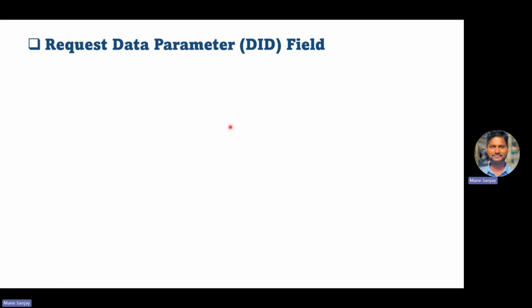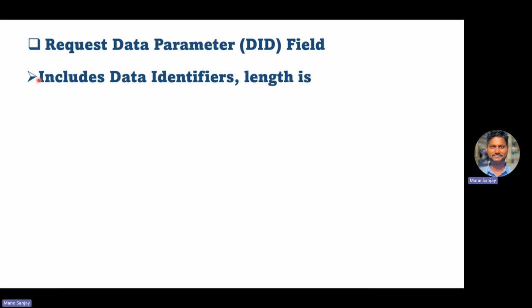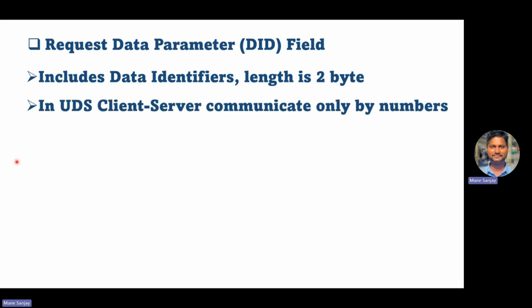The next field is the request data identifier, or request data parameter. Sometimes this field is called the data identifier field, and it includes the data identifier with a length of 2 bytes. In UDS, client and server communicate only by numbers, not by strings. Now carefully listen to what I am going to tell you, because this is very important. In UDS, when the tester and the ECU, the client and server, communicate with each other, they communicate only by numbers, not by strings or any other way.